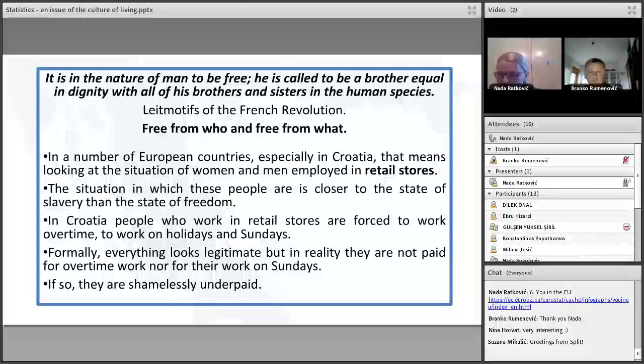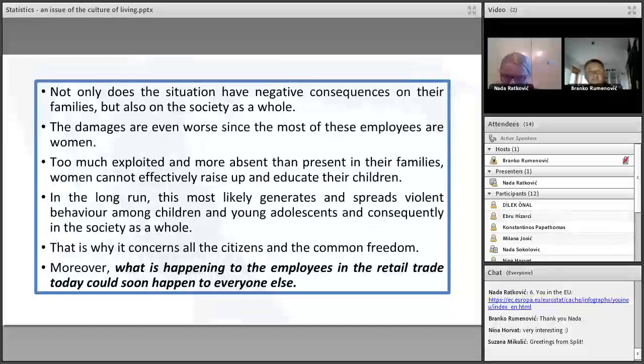People work very much, people work the whole day, and they are shamelessly underpaid for their work. Formally, everybody looks for the legitimate, but in reality they really want to be paid for the work that they do. I think, and we all surely think, that Sunday is a day for family. Sunday is not a day for working.